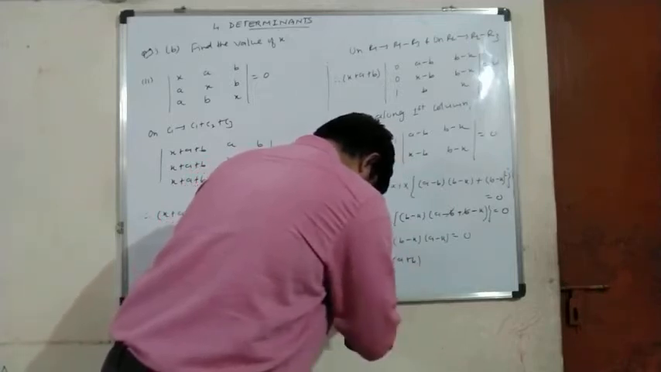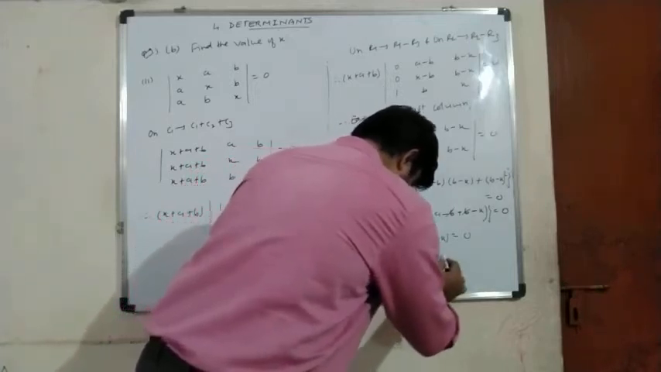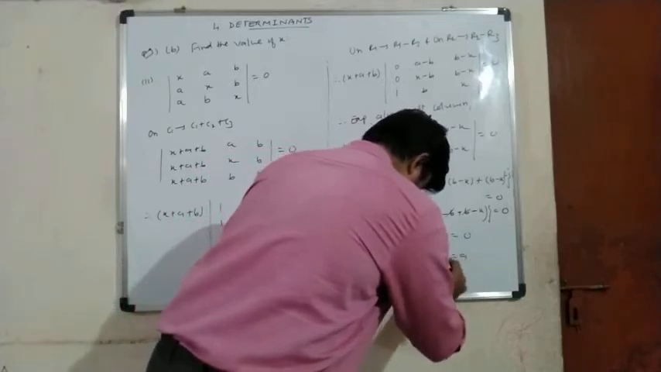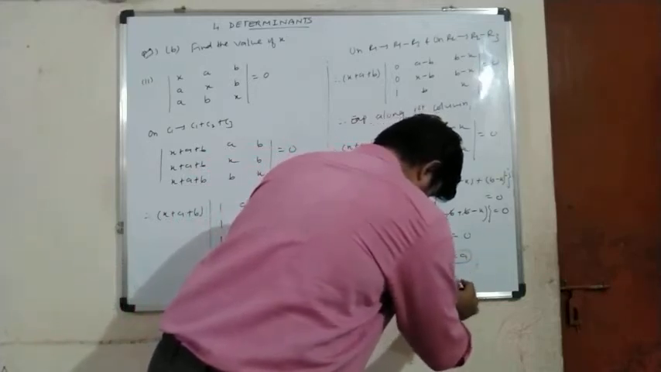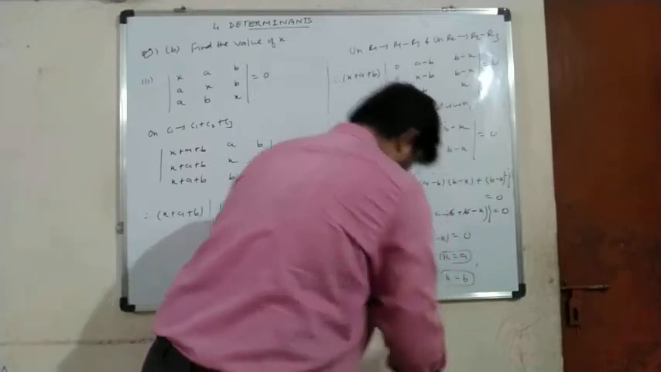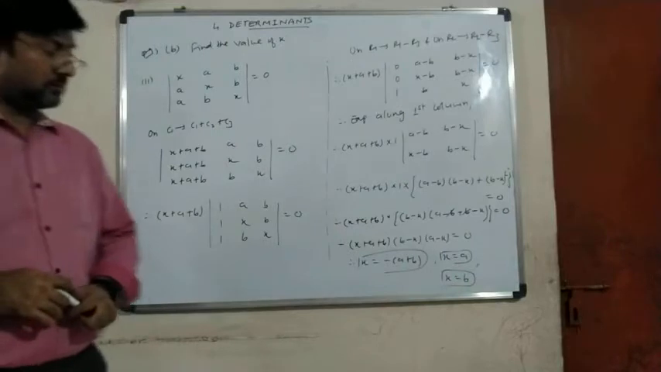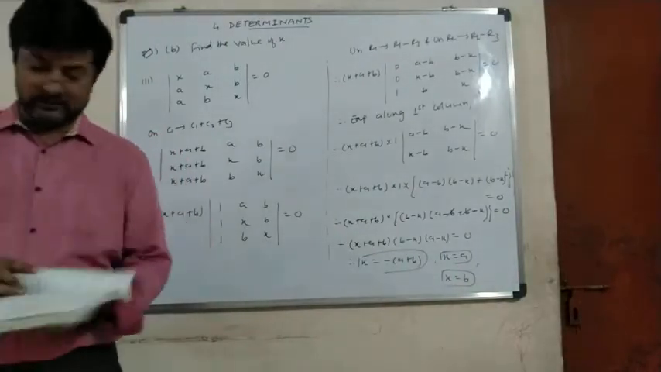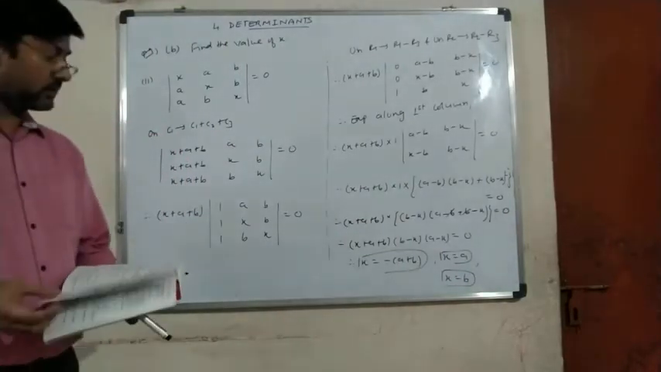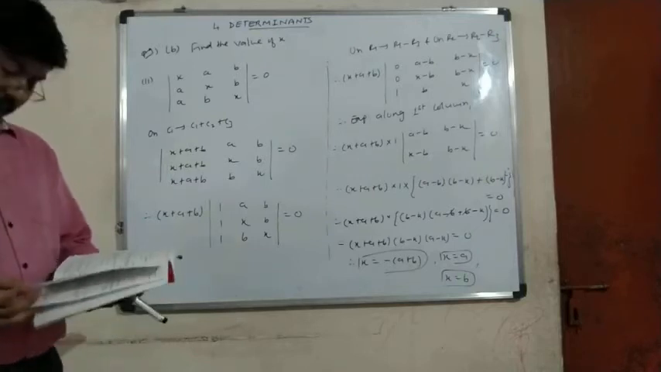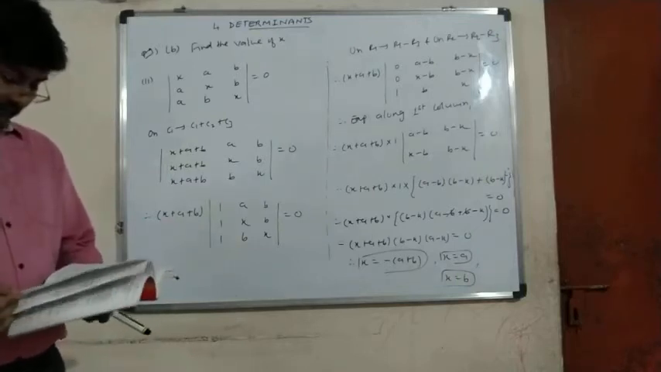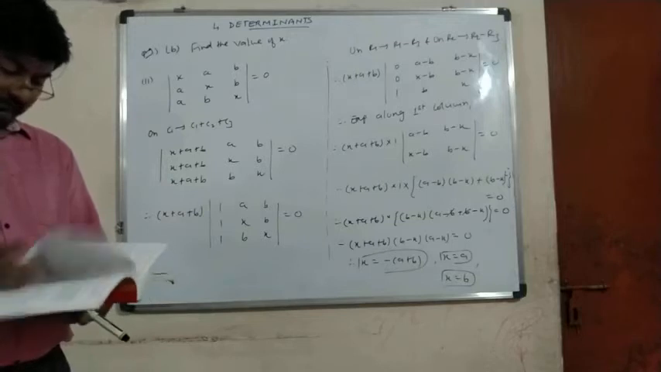and therefore x is equal to minus of a plus b first value, then x is equal to a second value, and x is equal to b. So these three values we will get, either x is a or b or minus a plus b. Clear? So these are the three possible values we got. So this was the second number of 9th B question.